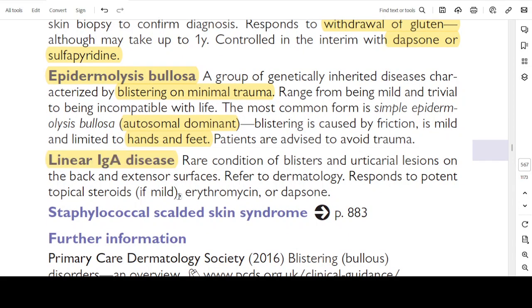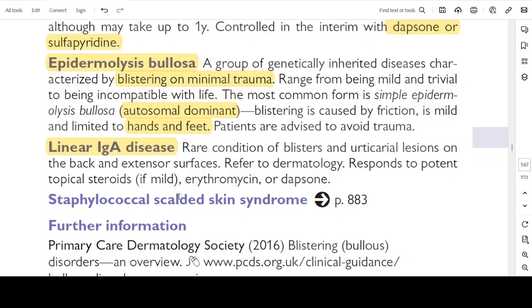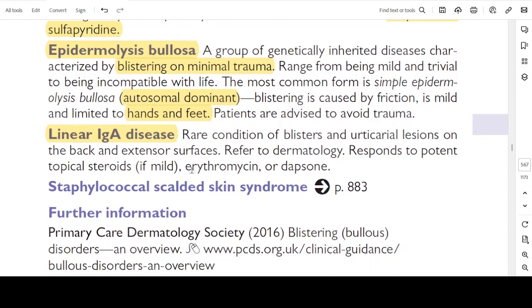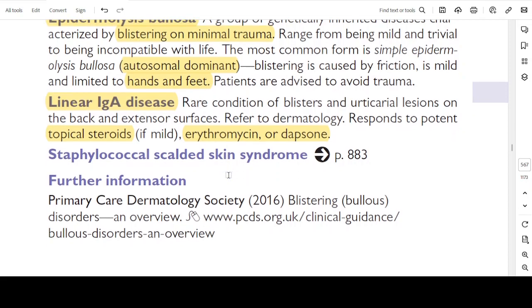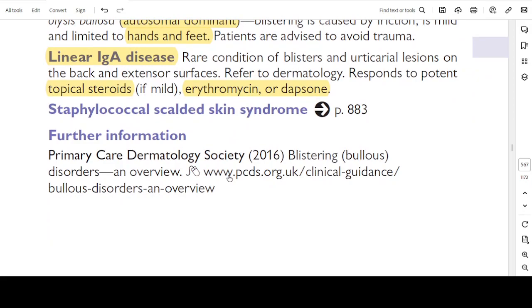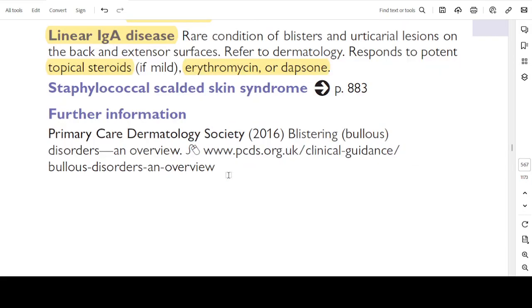Linear IgA disease, a rare condition of blisters in the articular regions, present on the back and extensor surfaces. Refer to dermatology. Response to potent topical steroids if mild, erythromycin or dapsone and potent topical steroids. Staphylococcal scalded skin syndrome, we'll see on page 883.